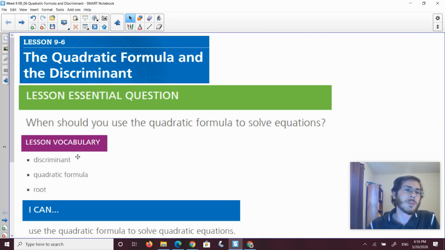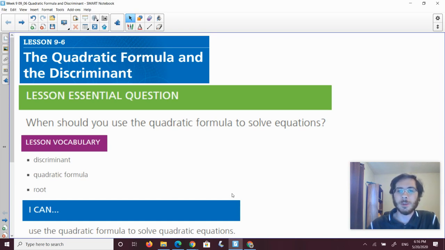We're going to learn about the discriminant, quadratic formula, and we're going to learn about the word root. So those are going to be our vocabs. And like I said, today the goal is just use the quadratic formula. Note the operative word here is use, not memorize for today. So it's okay if you just have the quadratic formula with you and you just use it for the problems.